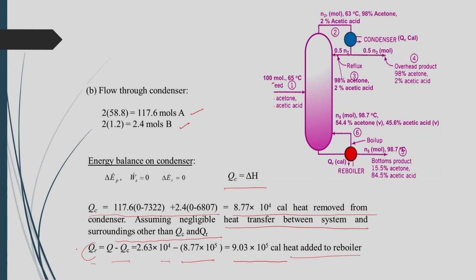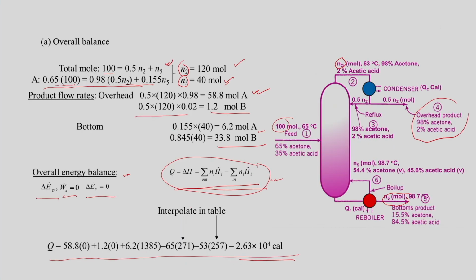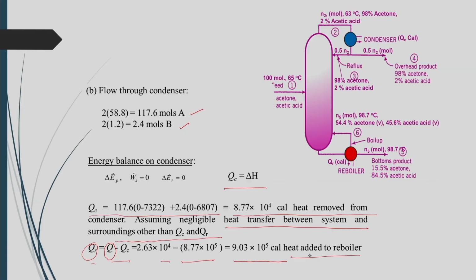because this QR is the reboiler heat energy supplied to that reboiler, and Q is the total energy that we have already calculated by this equation, the total heat required for the process. And if you subtract the condenser heat that is coming out from the condenser, then you can get the heat that is actually supplied to the reboiler. So, in this way you can do the energy balance for the distillation column.